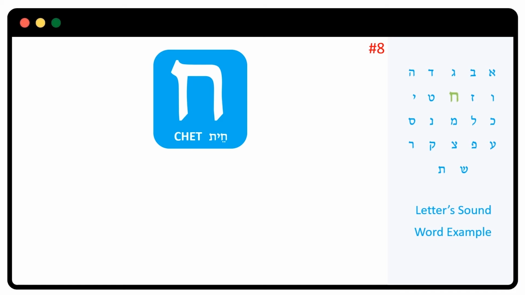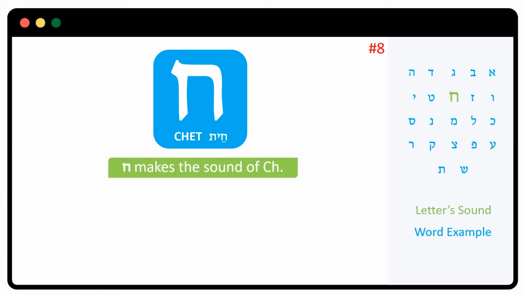Letter number 8 is the letter Chet. The letter Chet is a guttural letter with no English letter corresponding to its sound. However, the syllable CH could help you catch the sound of this letter. I like to think about it as cleaning your throat. Yeah, I'm sorry, but yeah. Let's look at the following word example. The word Khayal. The word Khayal starts with the letter Chet. And Khayal means a soldier.